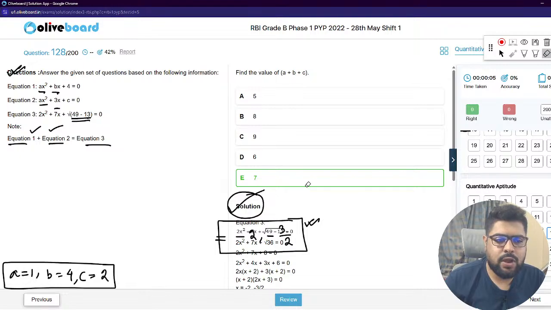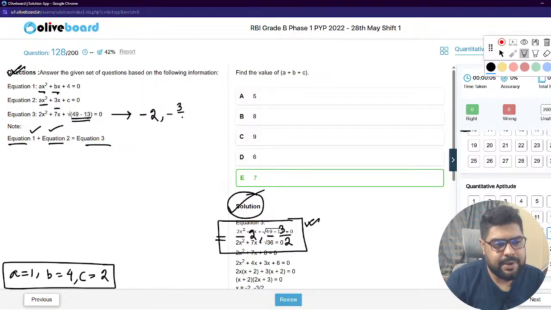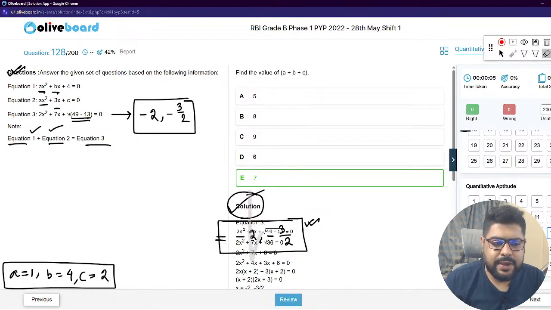So the roots of this third equation will be -2 comma -3/2. Just keep this with you. Rest of the things we can... arre yaar, chalo na.